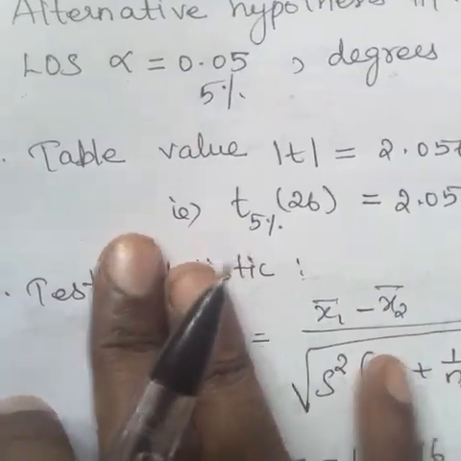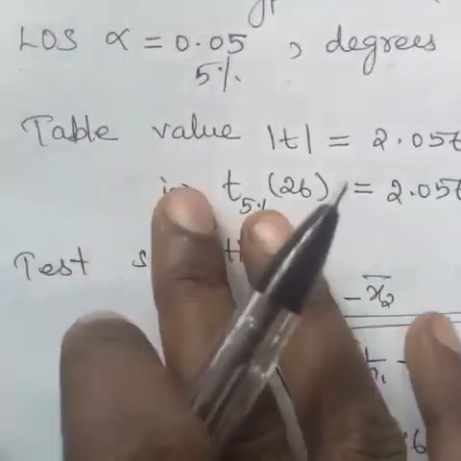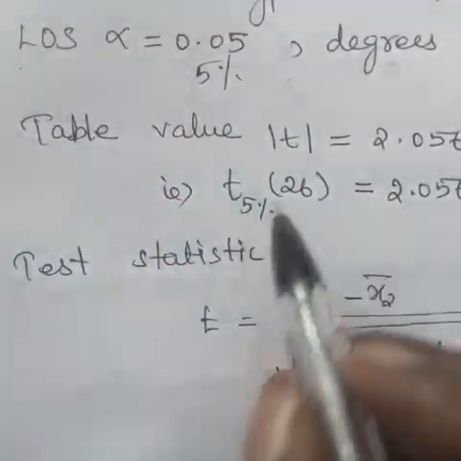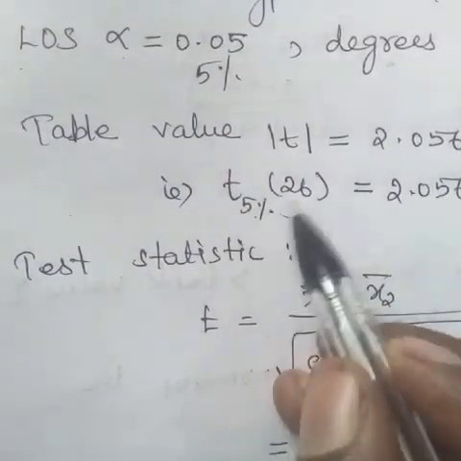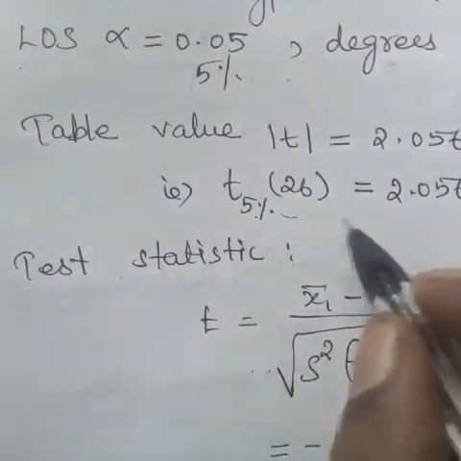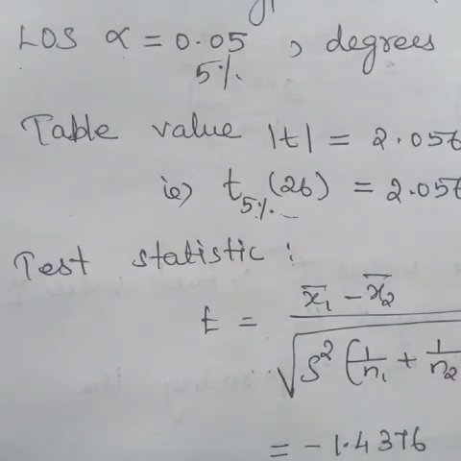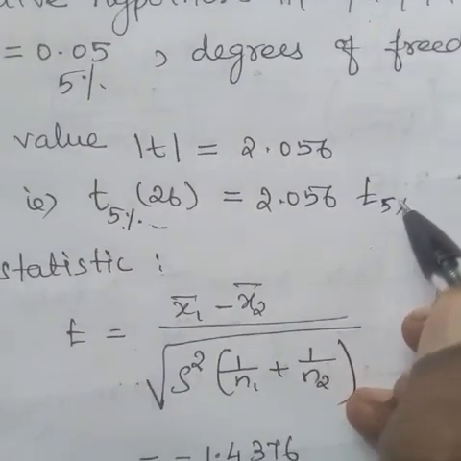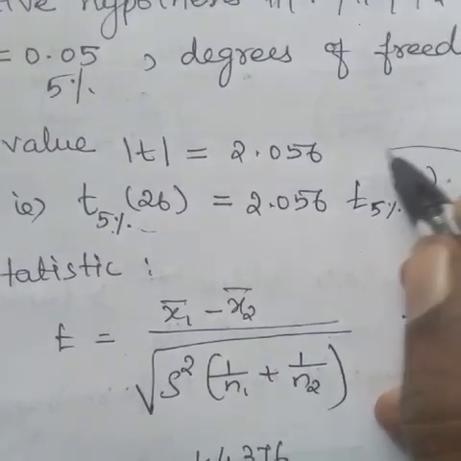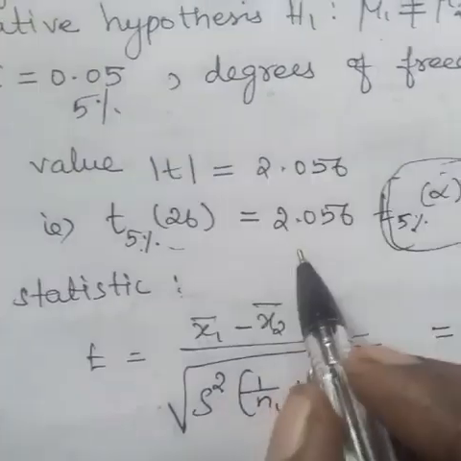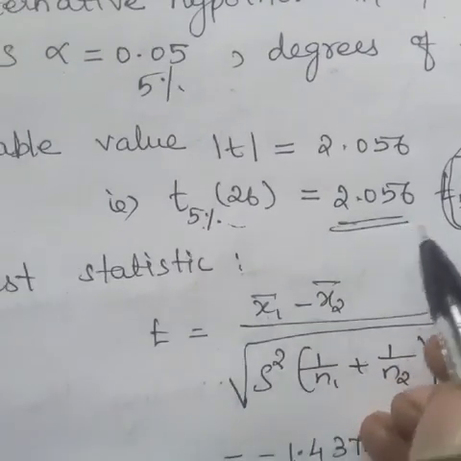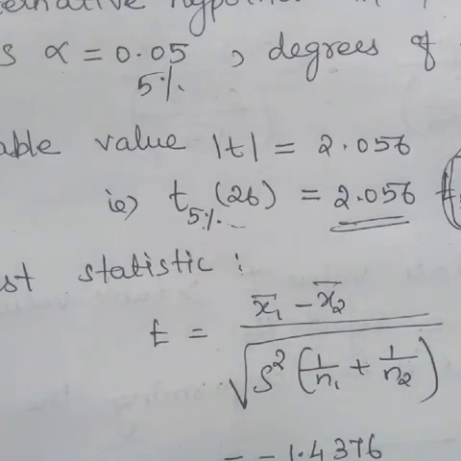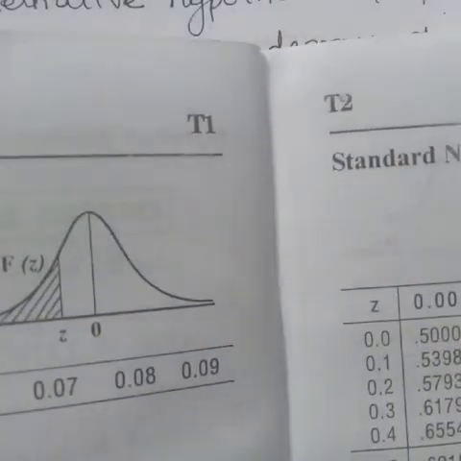The next, table value. Table value means t test at 5% level of significance with the degrees of freedom 26. The value is 2.056. That is from the textbook. We have the table values in the last pages: t test, F test, chi-square test and Z test. Now this is t test.